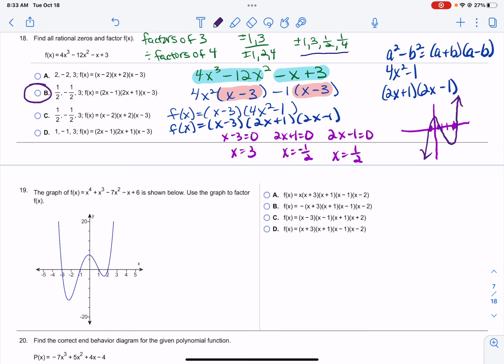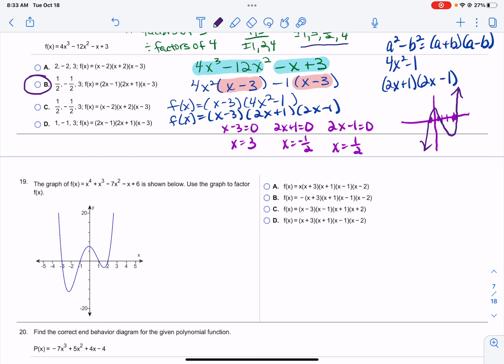Let's look at number 19. For number 19, the graph of that polynomial function is shown, and we can use the graph to factor f of x. What's nice about this is that when we have the graph, we can see where the function crosses through the x-axis, and those correspond to our factors. I noticed that right here at x equals 2, the graph goes right through the x-axis.